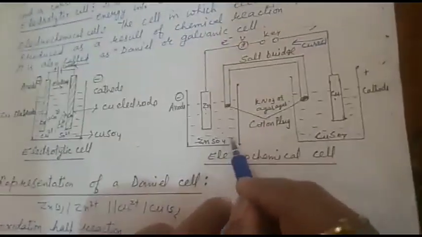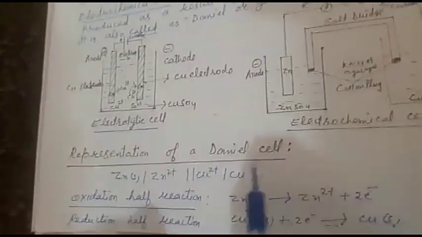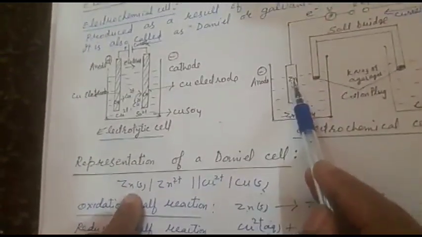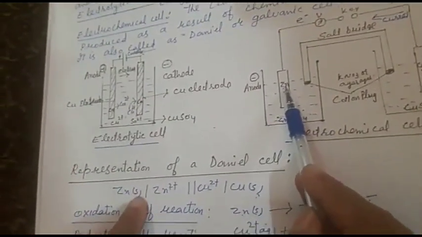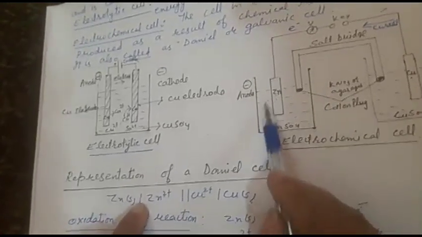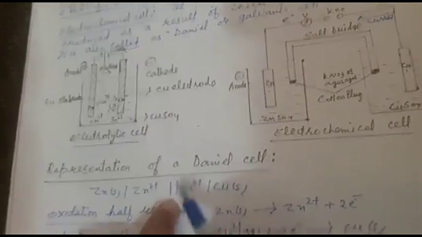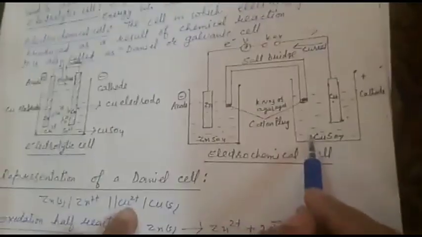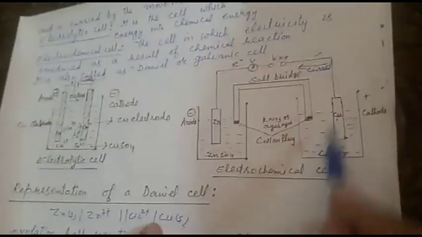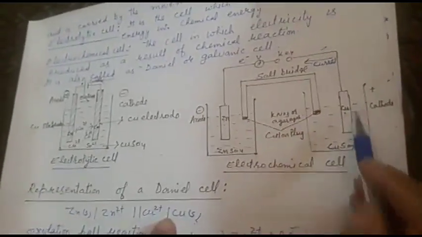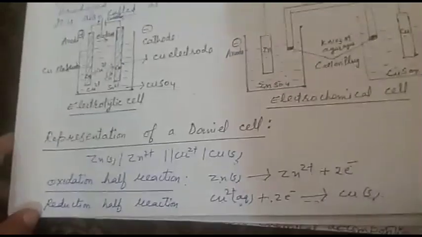Now how can we represent this cell? The representation of the Daniell cell is like this. This is zinc solid, representing this electrode. The oblique line represents the ions. What are the ions? They are zinc ions. And this double line represents the salt bridge. And these are the copper ions, and this is the copper solid, meaning the copper electrode. This is the representation.